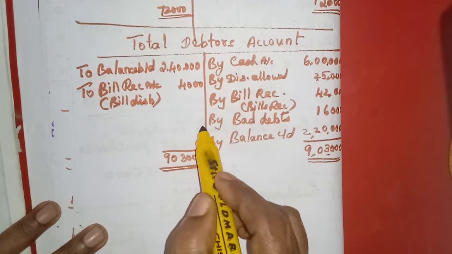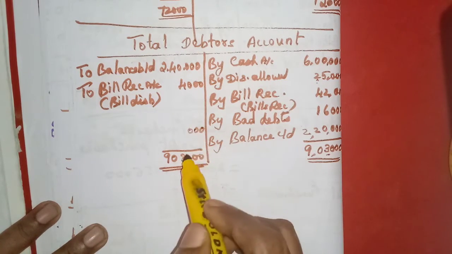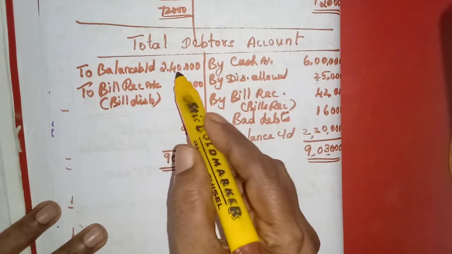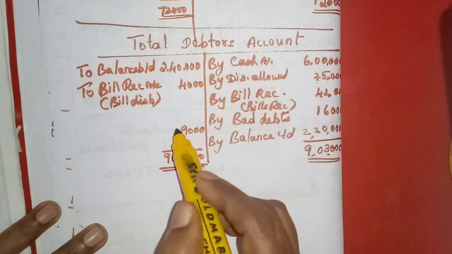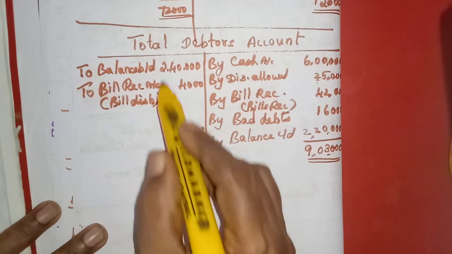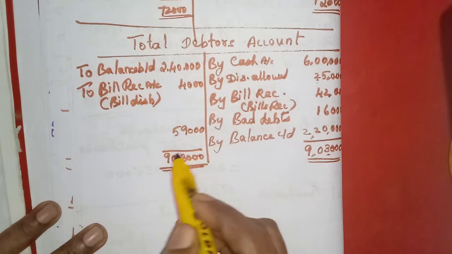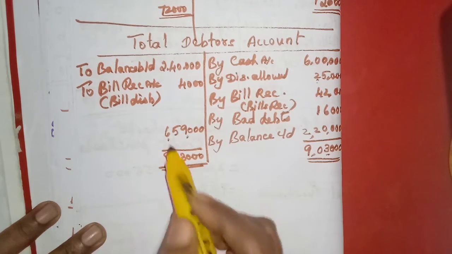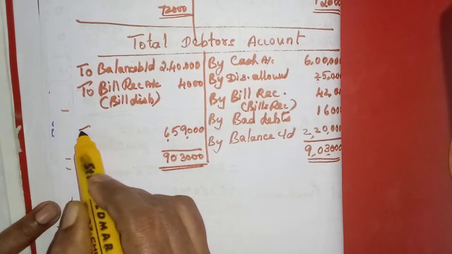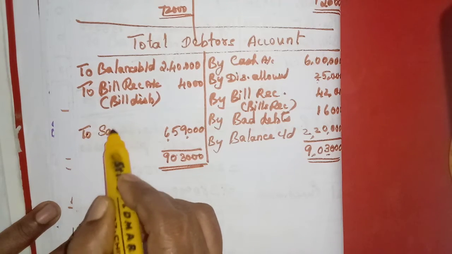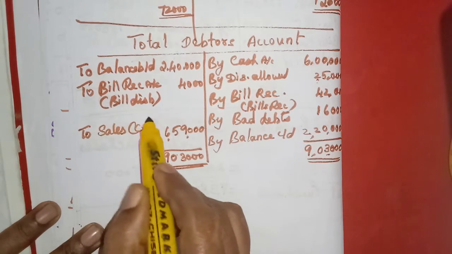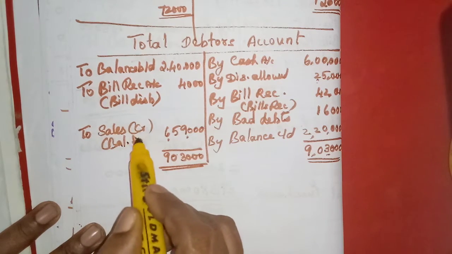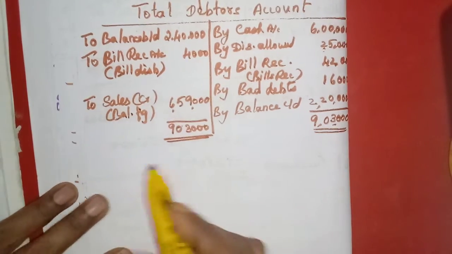Now you write the difference. 4, if you add 9, 13, balance 1, 5, 5 plus 5, 10, balance 1, 3, 3 plus 6, 9. So 6,59,000. This is to sales, credit sales. Here this is the balancing figure. Now close it.